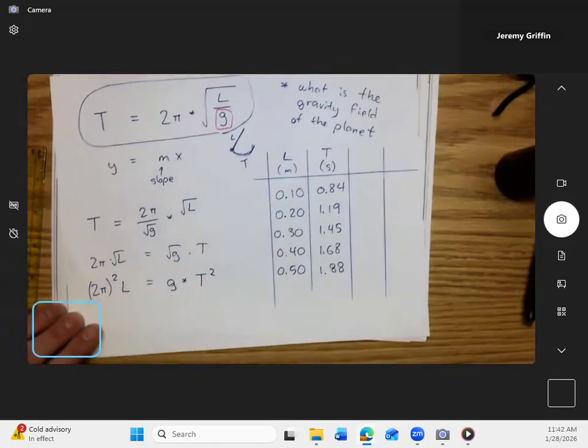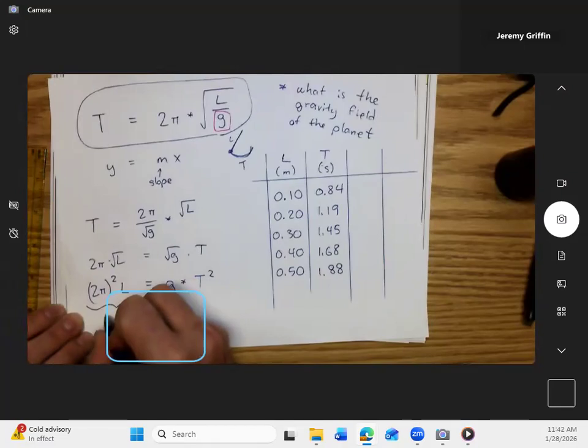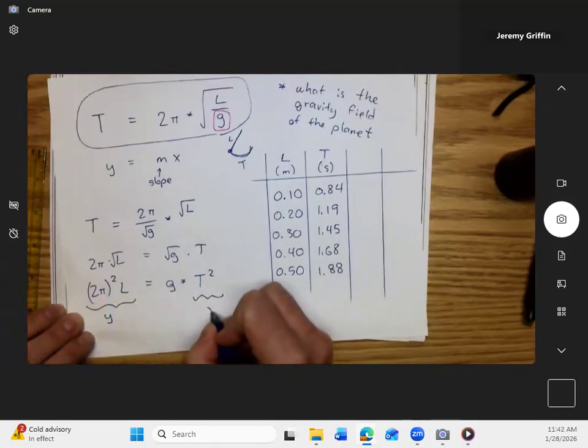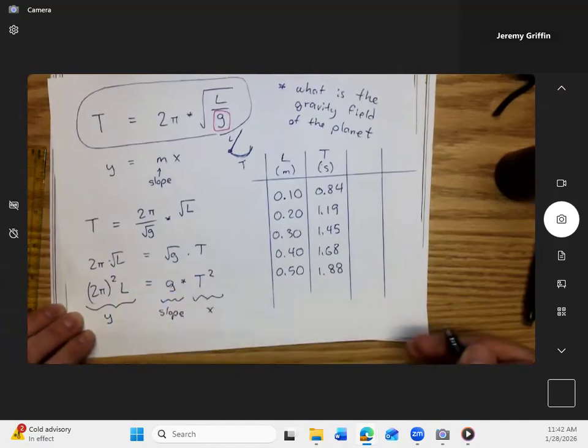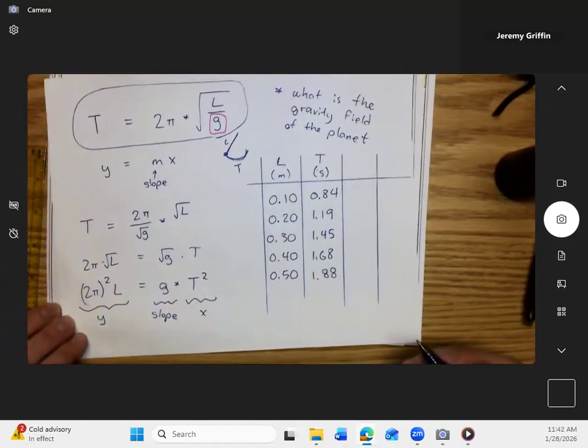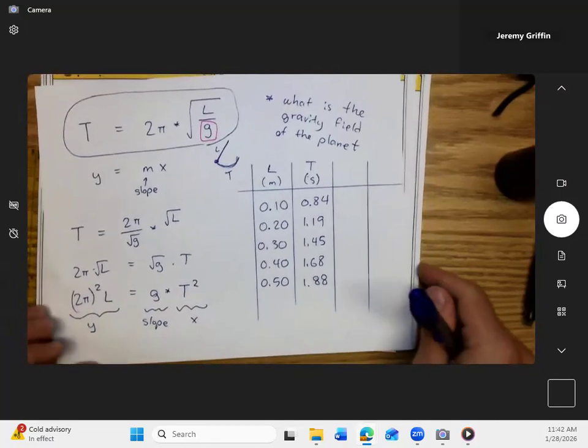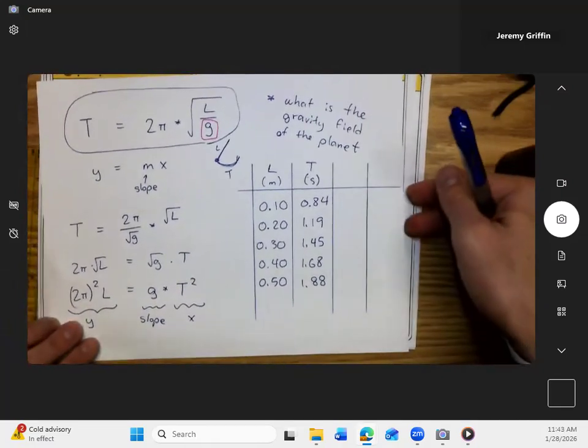Do you guys see it now? See what we build up to? This is like your y-axis. This is like your x-axis. And the gravity field takes the place of the slope. See, it takes the form y equals mx. Okay, see it? And that's why I had you guys set up 4 columns in this table.